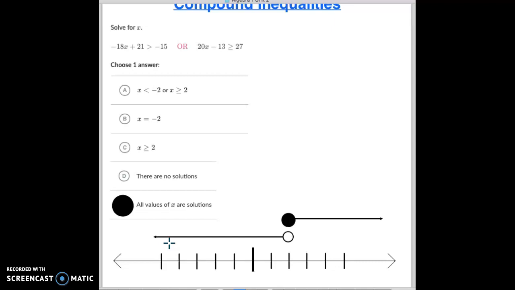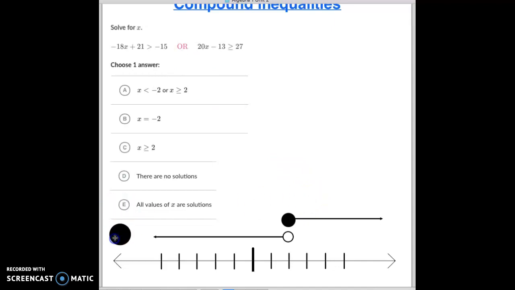All right, let me make sure I got that right. I don't think I have that right, guys. Hopefully you caught my mistake. All right, let's do this. I think I made a mistake right here. When I solve this one, when I subtract 21, it should be negative 36. And when I divide by a negative, that goes to, no, it does go to a less than symbol. Less than 2. Nope, I did that correct. So it's all solutions right there. Okay, so we did good.